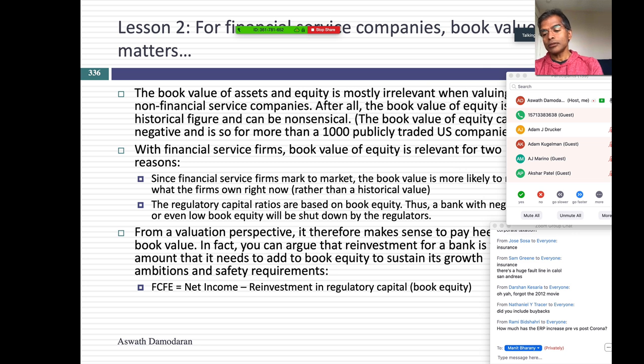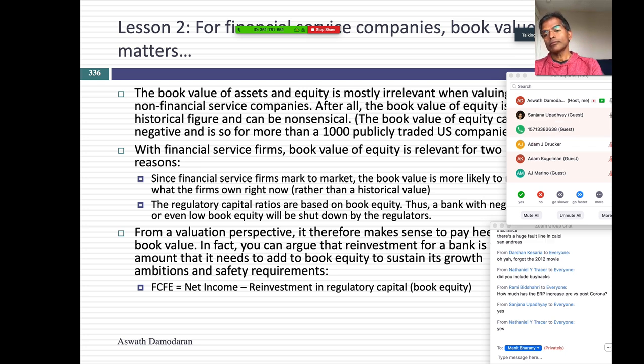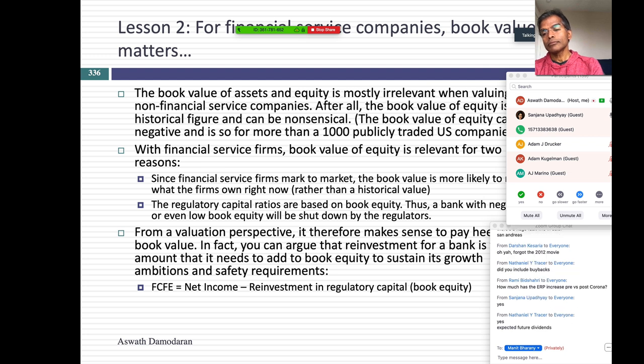Any other questions about dividend discount models in banks? Let me ask you a question. Can you value a bank with a dividend discount model if it's not paying dividends today? Sanjana, you said yes, and you're absolutely right. Tell me how you do it. Exactly. And why would the forecasted dividends be positive? What's going to cause them to become positive?